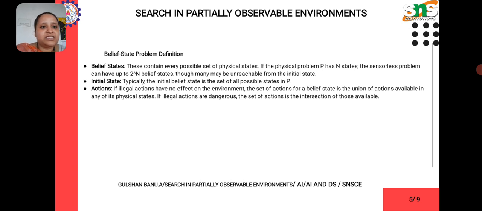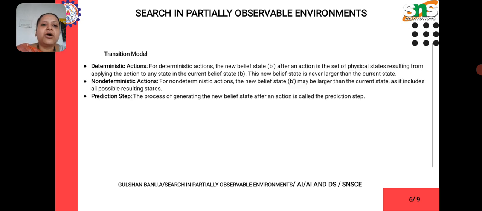Now what is the initial state? The initial state is the starting stage that you implement in the process. What are the actions that are taken? The further process involved in this is called the action state. What is the transition model? For deterministic actions, the new belief state after an action is the set of physical states resulting from applying the action to a state in the current belief state. This new belief state is never larger than the current state. With a non-deterministic action, which you can't determine, the new belief state can be larger or smaller than the current state, as it includes all possible resulting states.